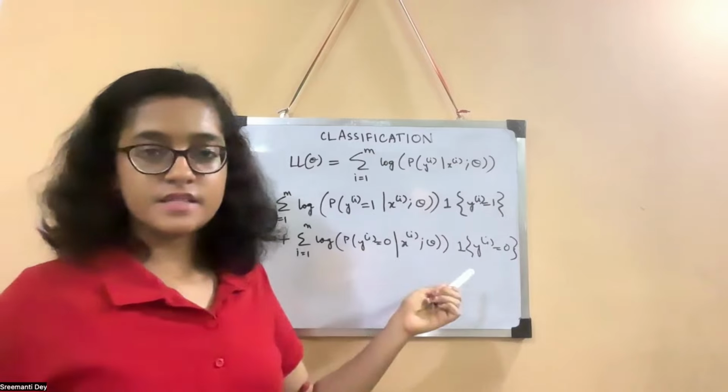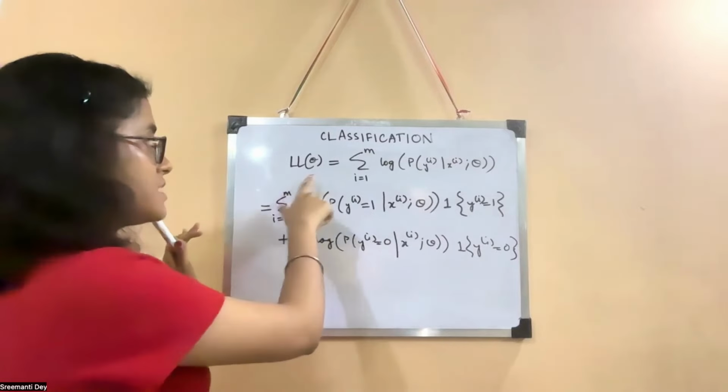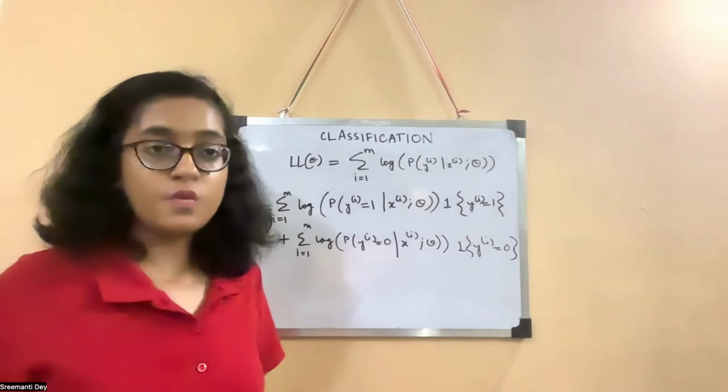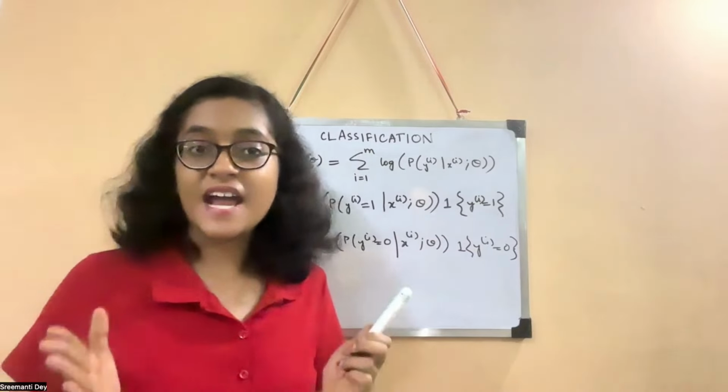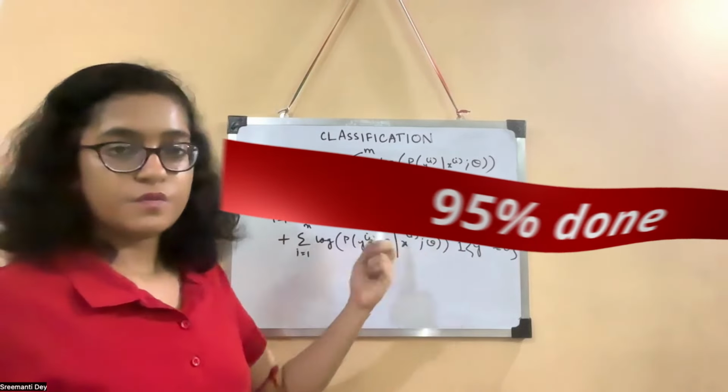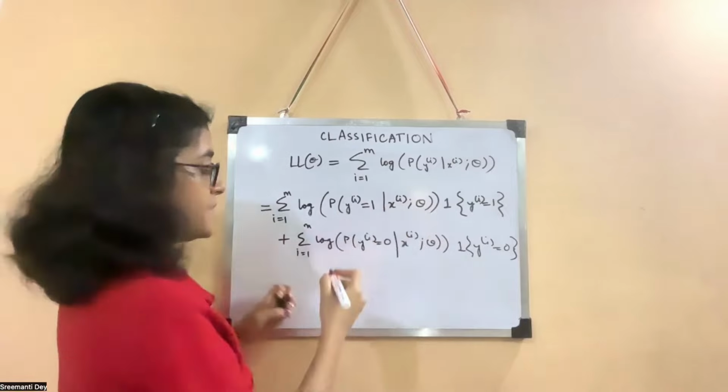And whenever yi is 0, we are going to use this. So now this log likelihood can be expressed like this very easily. Now the work is almost done. I can say it's 95% done. So now what we want to do is just put in this value. We know this value.